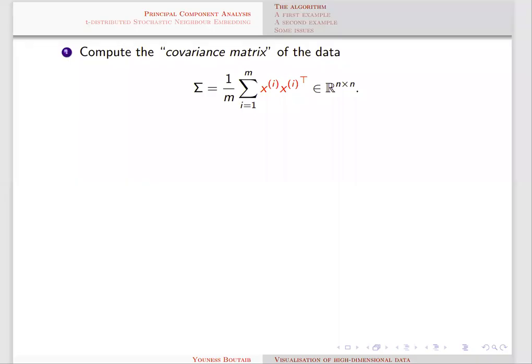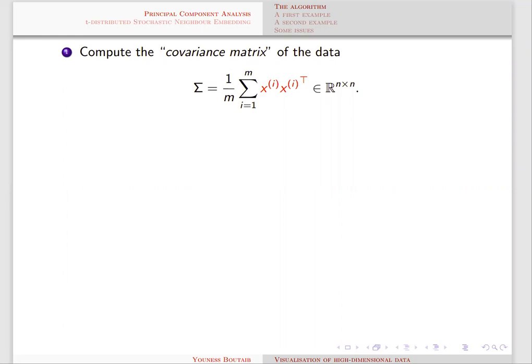The solution to the problem posed by the PCA can be described in three fairly simple steps. And in the next lecture, we will see a mathematical proof of this. The first step is to compute what we call the covariance matrix of the data, which is an average of products of data points by their transpose.